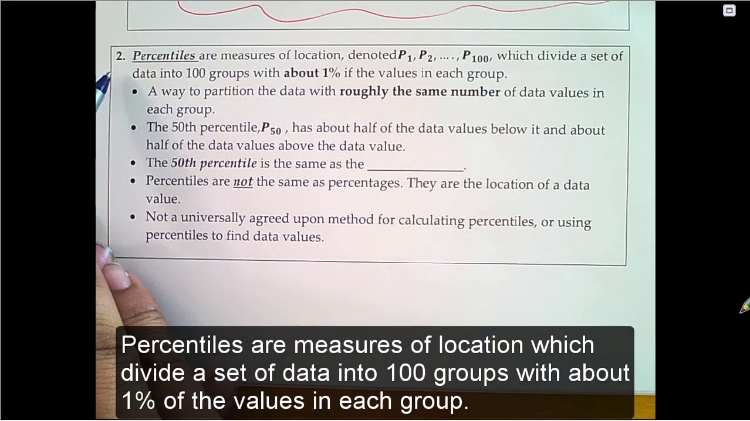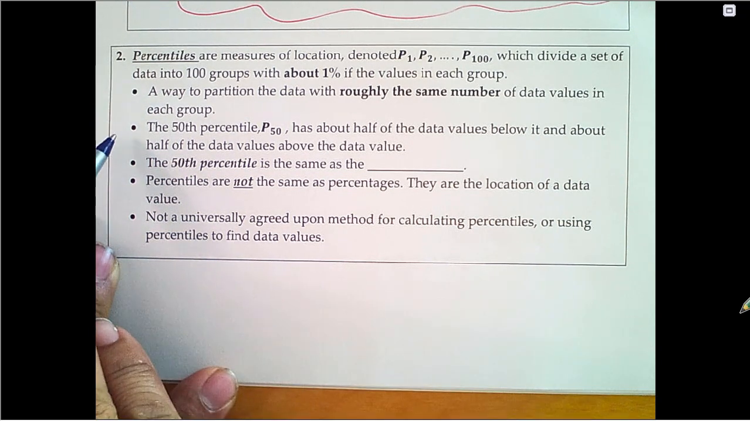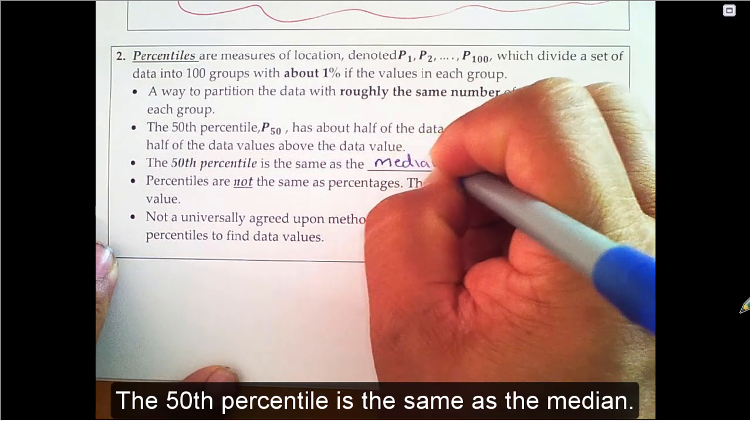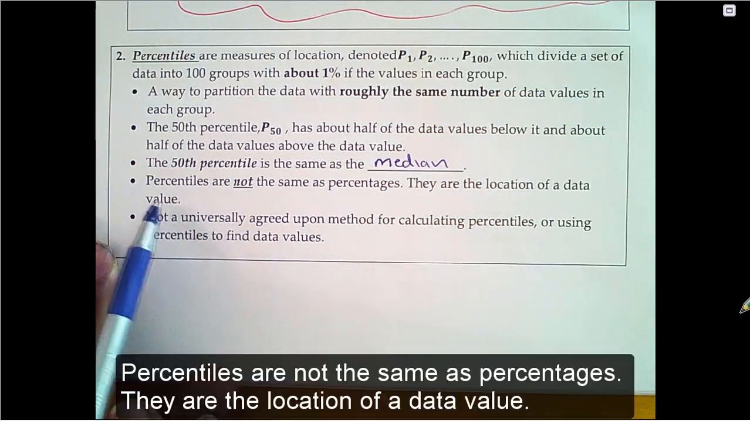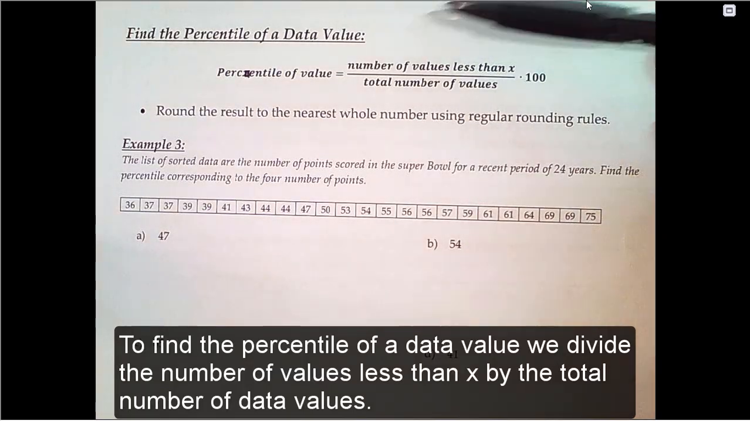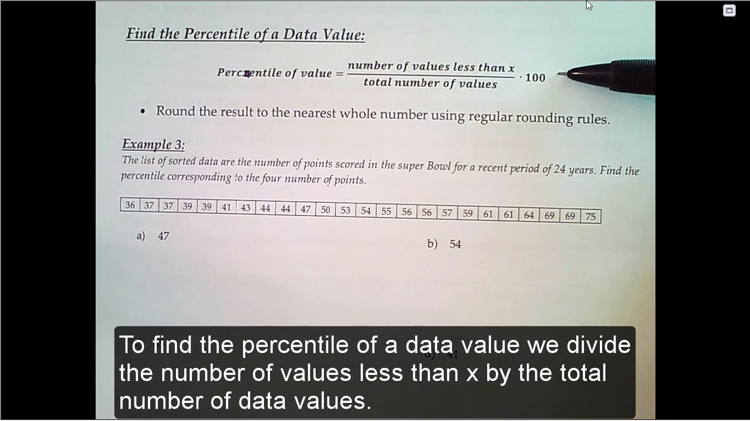Percentiles are measures of location which divide a set of data into 100 groups with about 1% of the values in each group. The 50th percentile is the same as the median. Percentiles are not the same as percentages. They are a location of a data value. To find the percentile of a data value, we divide the number of values less than x by the total number of data values.